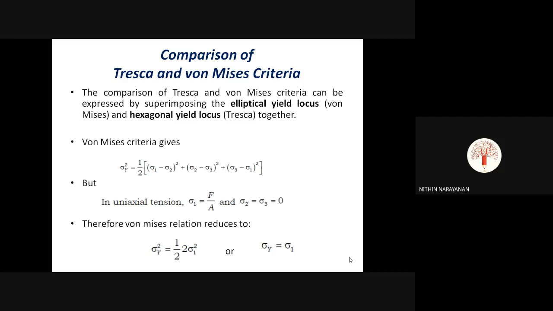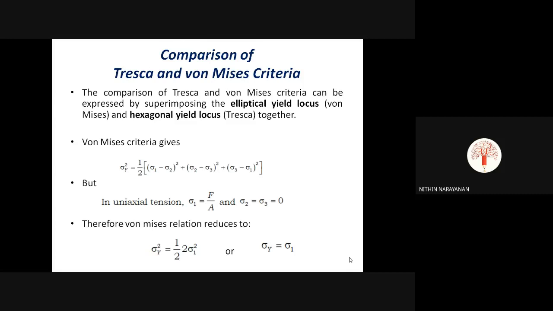The comparison of Tresca and von Mises criteria can be expressed by superimposing the elliptical yield locus of von Mises and the hexagonal yield locus of Tresca. First we looked at the Tresca yield criterion, where we got a hexagonal yield locus. Second we have seen von Mises.